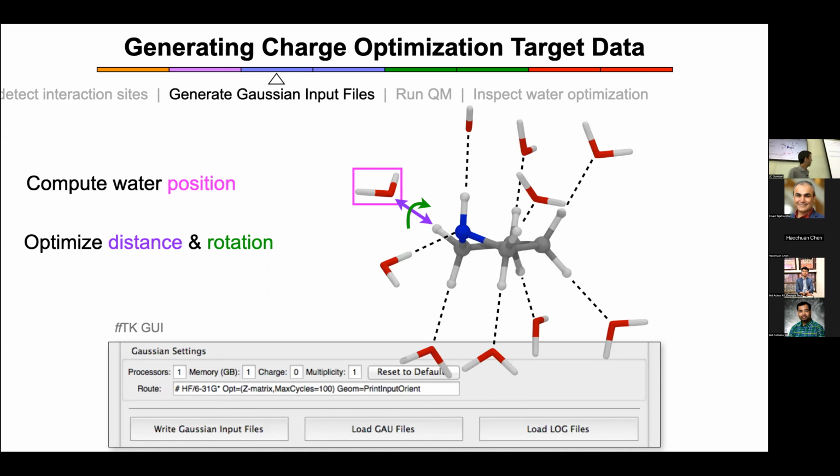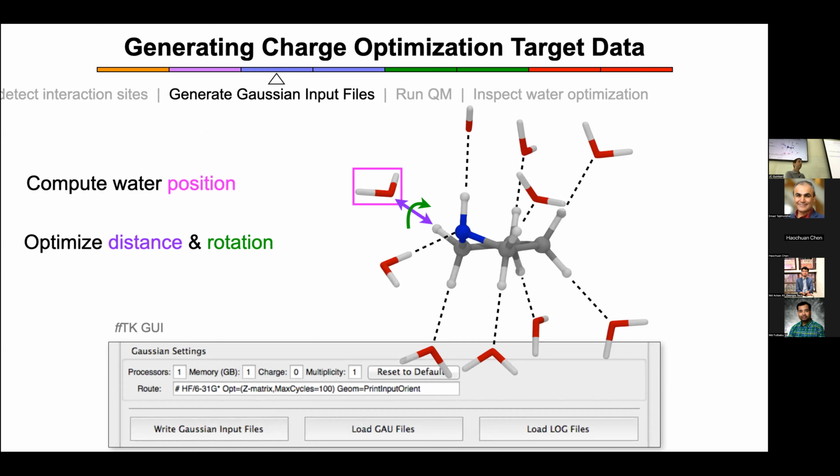So I want to be clear, these are all individual calculations, one water at a time. We're just showing them all for visual purposes. But what ffTK will do is set up a number of different quantum mechanical calculations of one water interacting with each site, potential hydrogen bond donor or acceptor, on your molecule.